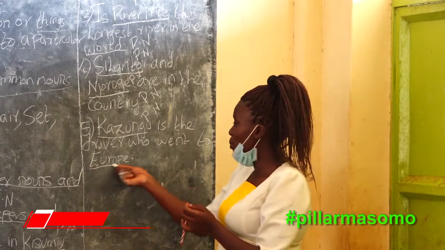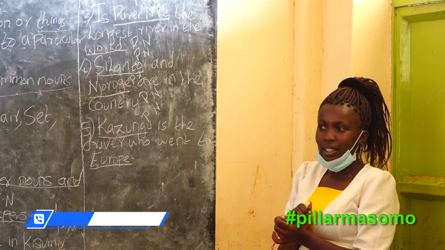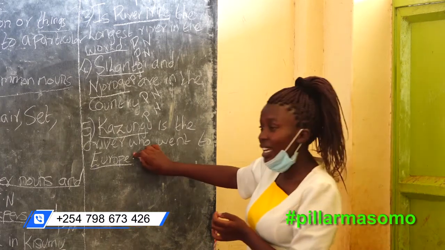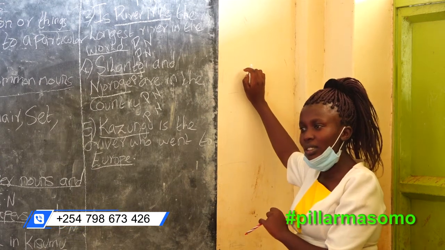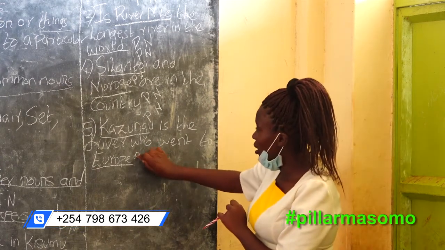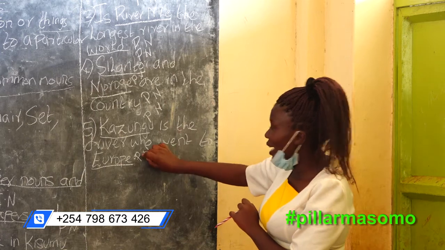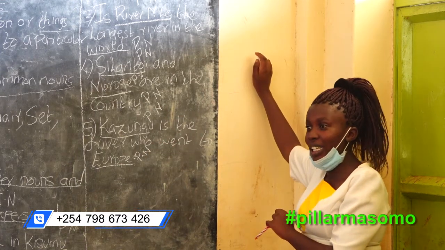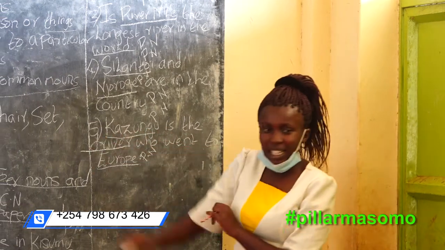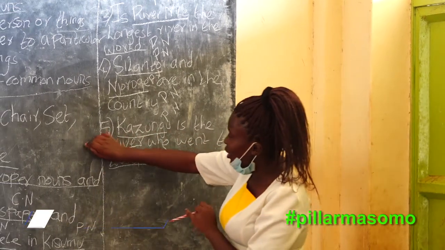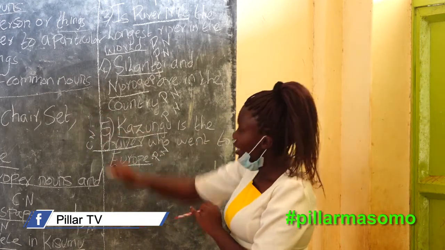Joy. Europe. Europe is a place. It belongs to which category? Proper or the common nouns? Proper nouns. We have another noun. Lynette. Driver. Driver is a common noun. Okay? Yes.